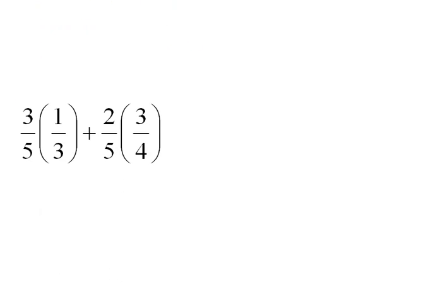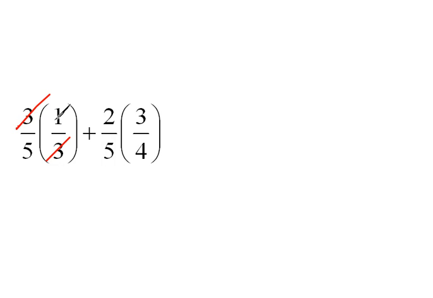Now let's work another one. Here we have a problem that says 3/5 times 1/3 plus 2/5 times 3/4. Our multiplication steps have to be done before the addition. So we have to multiply this 3/5 times 1/3 first. And here we can use that canceling technique because we've got a 3 on top and on bottom, in the numerator and the denominator. And now we can just multiply.